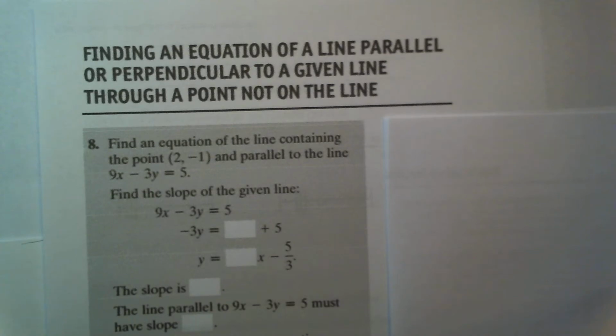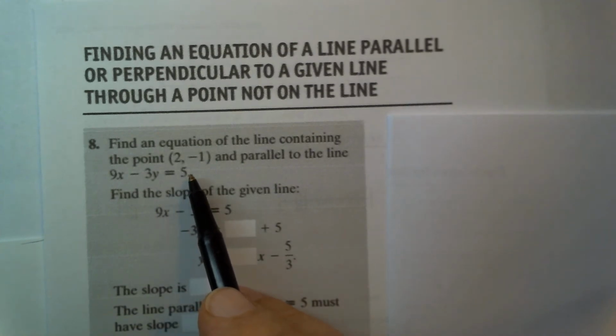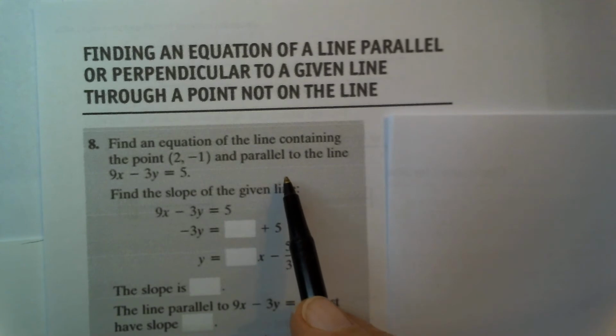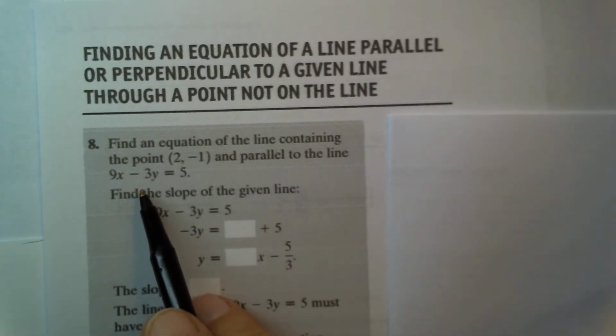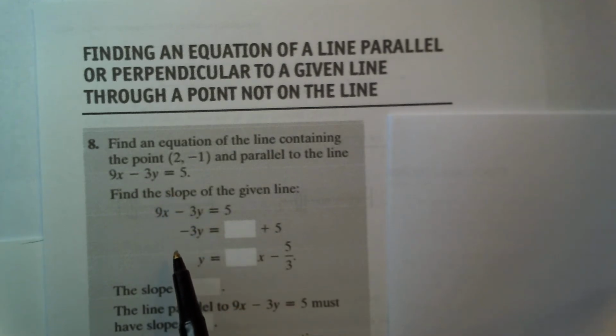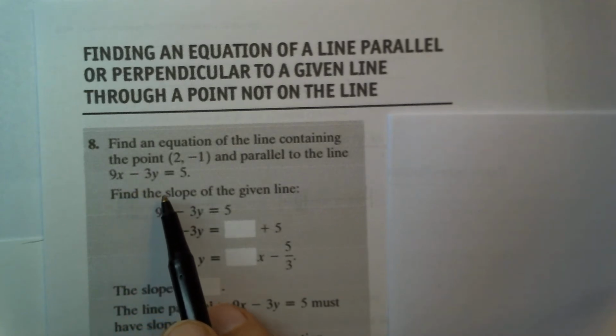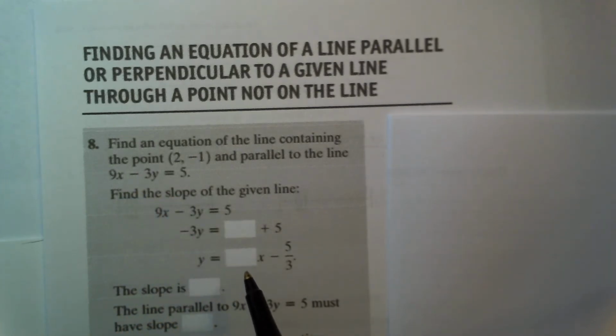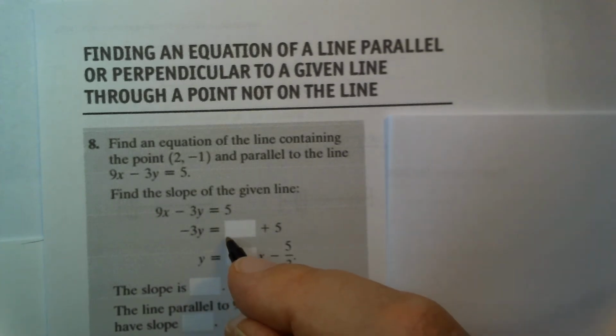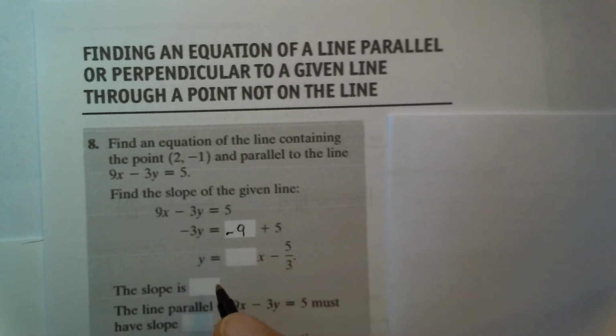Let's look at exercise number 8. Here we are asked to find an equation of the line containing the point (2, -1) and parallel to the given line 9x minus 3y equals 5. First of all, we need to find the slope of the given line to find a parallel line. So we rewrite the given equation 9x minus 3y equals 5 in slope-intercept form. So we subtract 9x on both sides and divide now by -3. So then y equals 3x minus 5/3. 5 divided by -3 is -5/3.